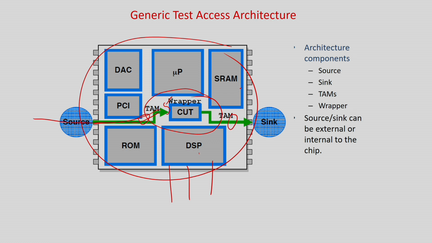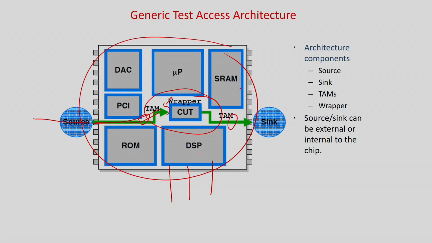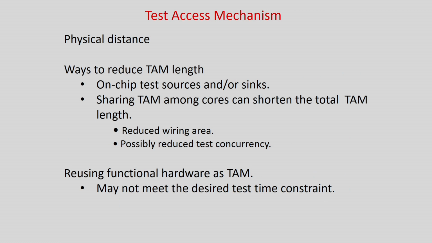This comes from device physics, but the idea is very simple. If you have a very long wire length, the capacitance and resistance will be higher, so you cannot put very high speed clock pulses there. But if I can put everything on chip, then this length will be lower, and you can do high speed testing. So we can put on-chip sources and sinks, and that will enable high speed testing. Also, TAM can be shared among multiple cores, right?